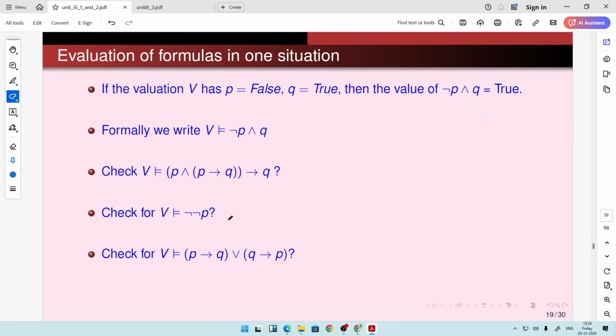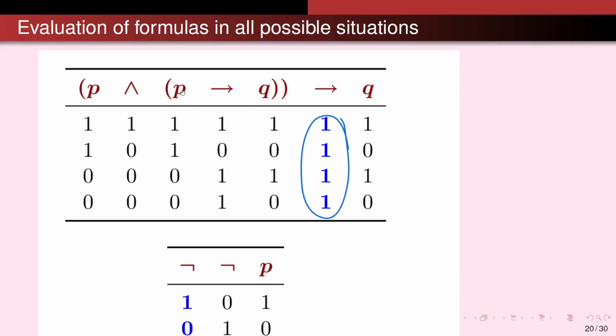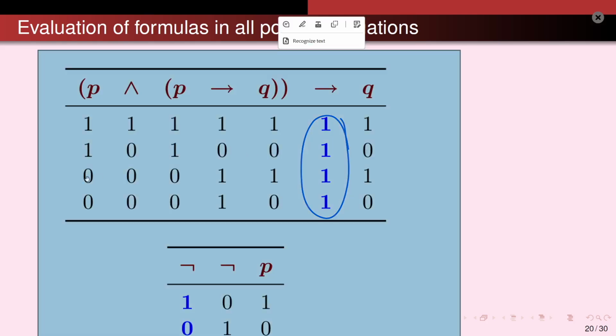For this question as well as this one, you have to find whether V entails not of P and whether V entails this formula. We have the formula P and (P implies Q), the whole implies Q, and we get the result of this formula as 1. The entire thing is 1, which means in all the cases, whether you take this row or this row or the third row or the fourth row, we are getting 1. In this case, we call this a tautology.